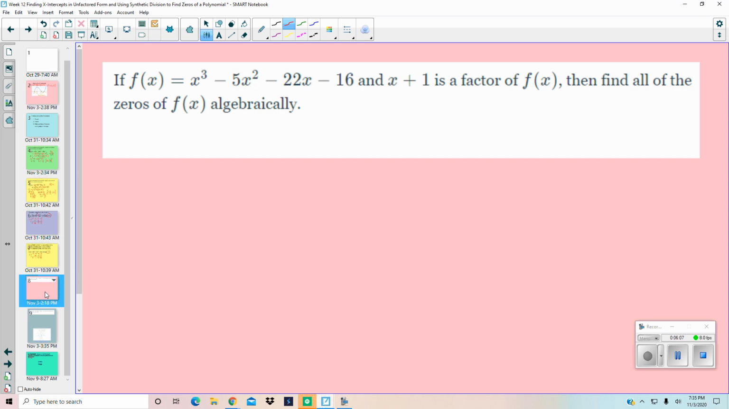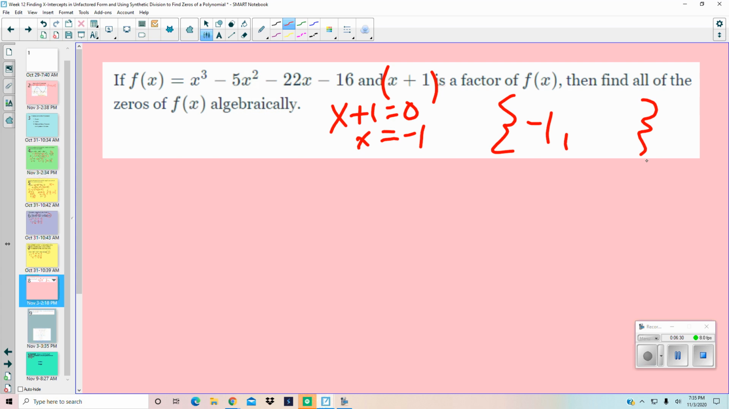They're going to give you a factor and then ask you to find all of the zeros from that factor. So that means that I'm first going to take that factor, set it equal to 0, and solve. So I get -1 is a 0. So I already know -1 is one zero. Then I'm going to do synthetic division.